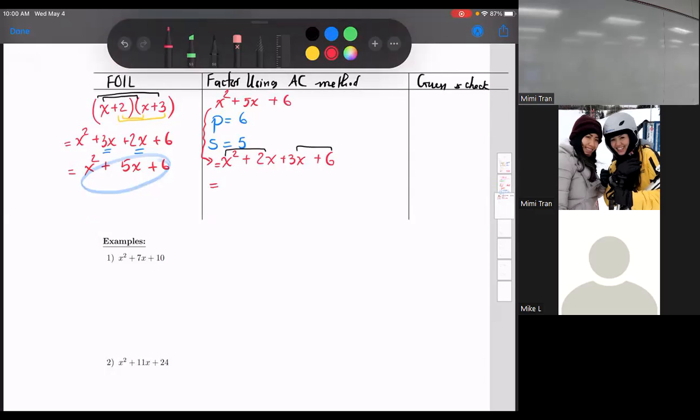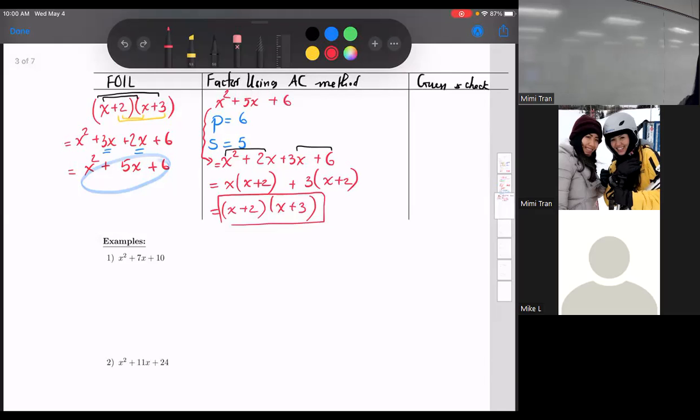So the first 2, I can factor out x. I get x plus 2, and then the last 2, I can factor out 3. x plus 2, x plus 2, x plus 2 can be factored out again. I have x plus 3. There you go. Right, go back to the FOIL problem.